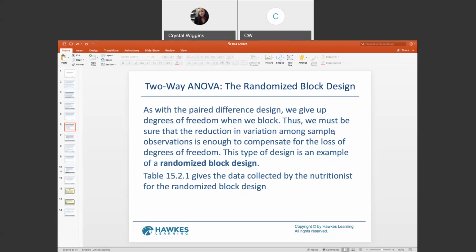Okay, so because our blocks are dependent, we must be sure that the reduction in variation among sample observations is enough to compensate for the loss of degrees of freedom. This type of design is an example of a randomized block design.